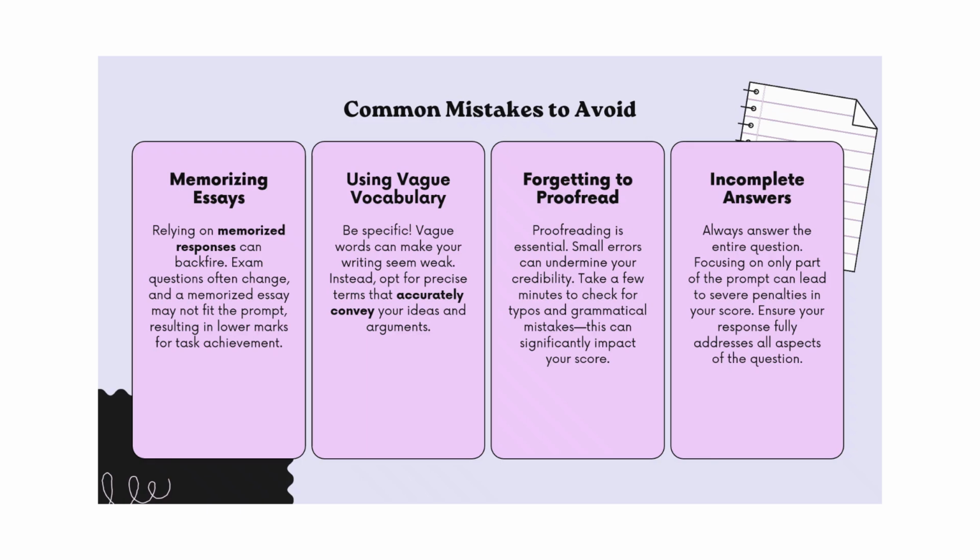Mistake number 3, lack of cohesion. This means your paragraphs don't flow. So use transition words like furthermore, however, in addition, and consequently to connect your ideas. Mistake number 4 is not proofreading. This is a huge one. After you finish, take a minute to read your essay and find simple errors in spelling or grammar. A misplaced comma can lower your score. And finally, memorizing essays. Exam questions often change and a memorized essay may not fit the prompt, resulting in lower marks for task achievement.